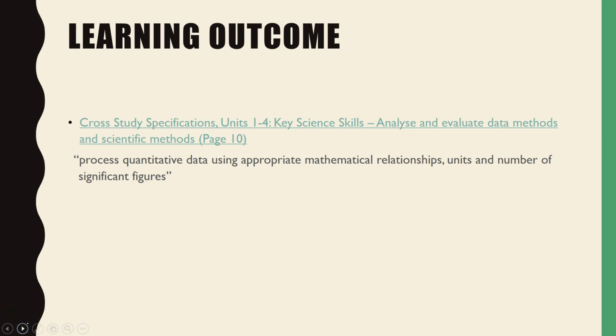Under the cross-study specifications in units 1 to 4 of your study design, you can see that you need to be able to evaluate scientific methods. As a sub-dot point, you need to be able to calculate units and numbers with significant figures. That just means reporting your answer to the appropriate number of decimal places or significant figures, which is specified in the question.